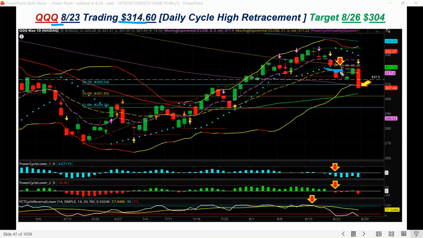This was a moving average break of the 21 exponential, which a lot of times I like to use for triggers. But we had our momentum negative, cycle 1 and 2, cycle reversal right here, and then we were targeting a down area, which was kind of a Fibonacci and a moving average area down here at about 304, 305. So this was kind of what I call a targeted trade based on our chart analysis, moving averages.